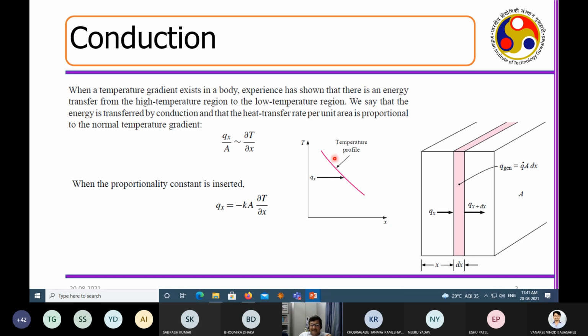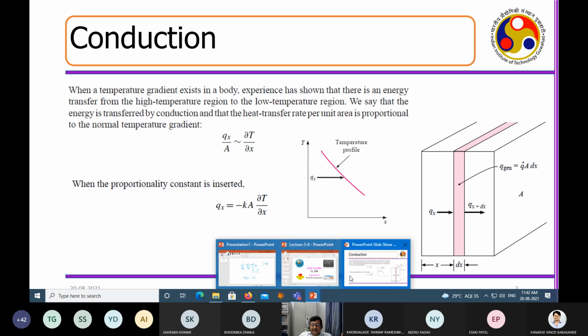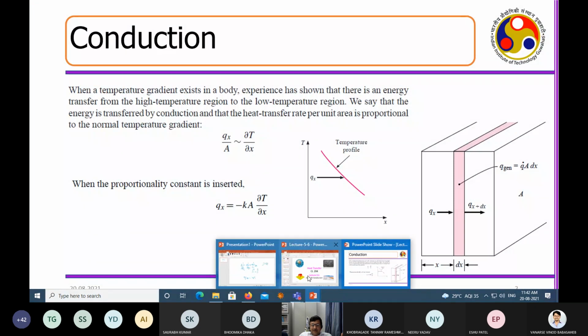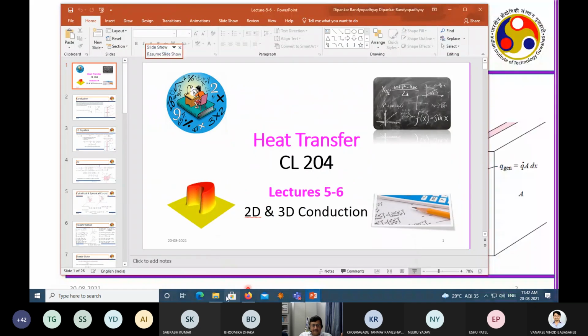And this will lead to the establishment of a temperature gradient, which is dT/dx in a one-dimensional coordinate system, but in a three-dimensional coordinate system, it will be the gradient of T. So if I calculate the heat flux, it will be proportional to this gradient of temperature, right? And you see exactly the same thing we had obtained.